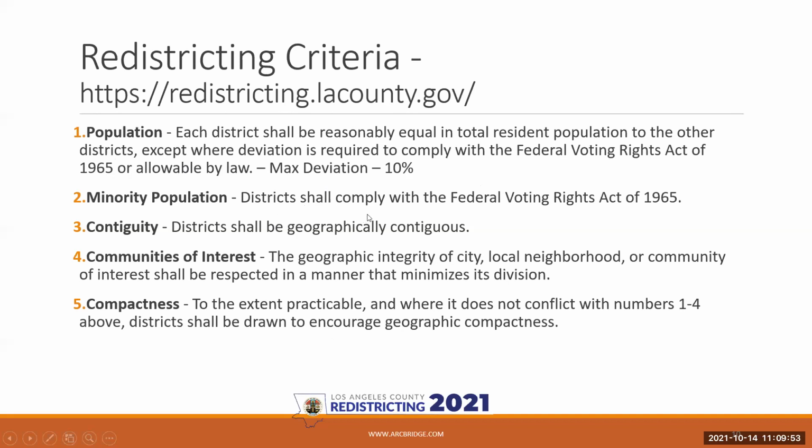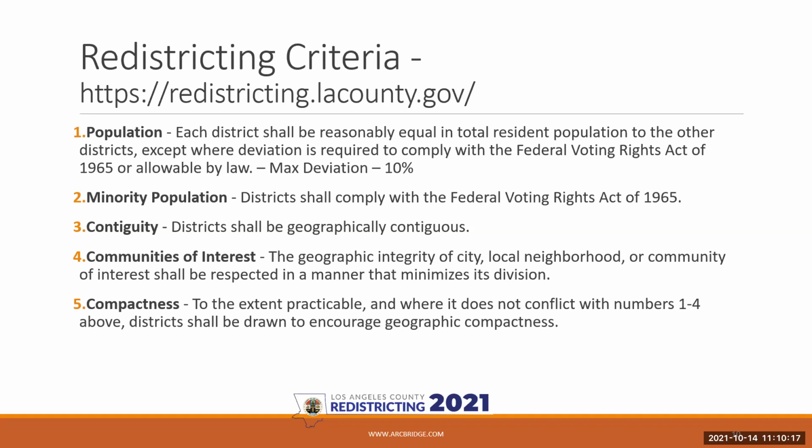Minority population shall comply with the Federal Voting Rights Act of 1965, which basically means that we should not try to put all the minorities in one district, or we should not try to split the minorities, crack their vote. We should not dilute their vote in any way.